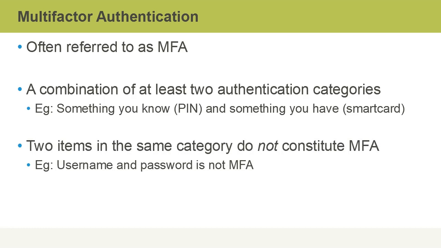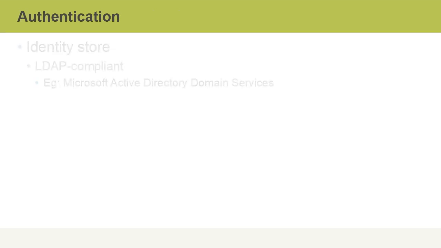Multi-factor authentication does constitute at least two authentication categories, but the two items cannot be in the same category. That would not constitute MFA. So, for example, username and password are two items, but they are the same category. They're both something you know. So therefore, username and password are not considered multi-factor authentication.